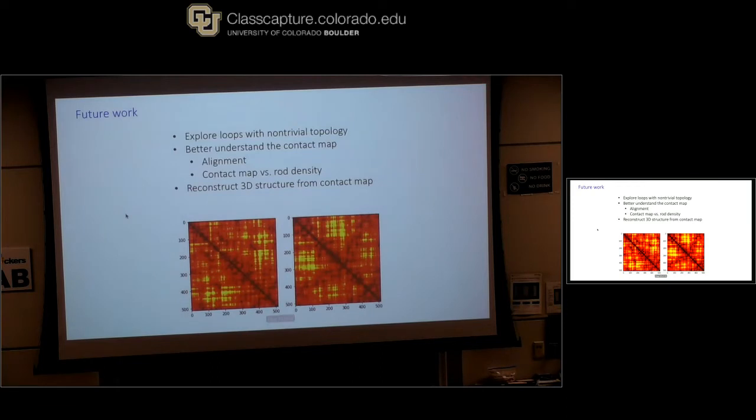So what we want to do next is first to explore the loops that start from a non-trivial topology, maybe with some knots in it. We also need to better understand the contact maps. We haven't been showing them that much, because for the same geometry and the same constraint, it's hard, since there isn't a sequence as in DNA to align and take the average. A lot of features get smoothed out if we take the average. So we just need to figure out a smarter way of doing it. And eventually we hope to reconstruct the 3D structure from the contact map.